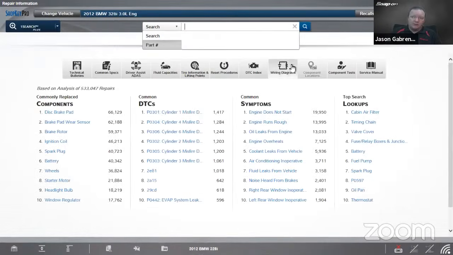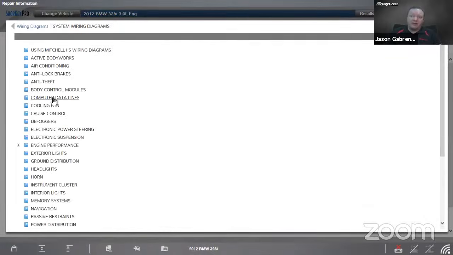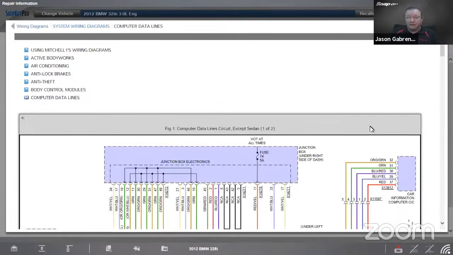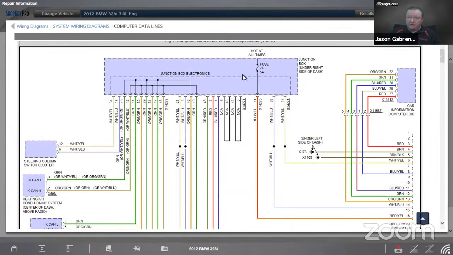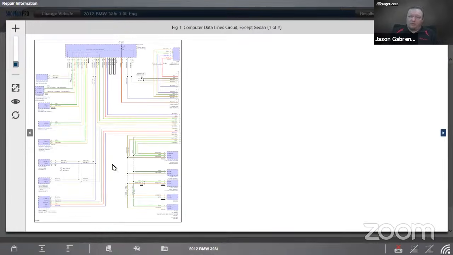Where I like to go for my wiring diagrams is we could look up the computer. We could look up CAN, but if we go into wiring diagrams and pull up our computer data lines, because all of the wiring diagram categories are identical, we'll go to computer data lines. Then we'll pull up my computer data line circuit. It looks like there are 2 pages for this, so I can just click on here, and it will pull up my circuit.